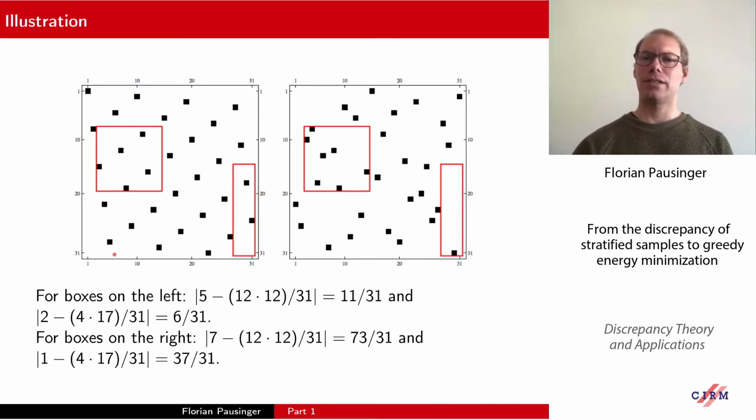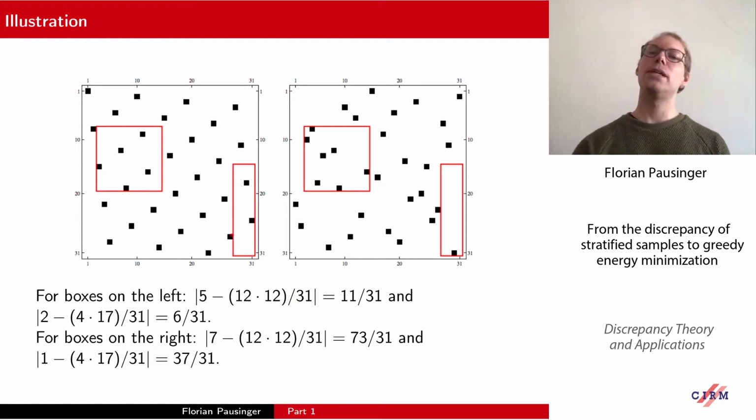And here, for example, we can look at the left box. This box has a certain volume. In our case, it's a 12 times 12 box, and then you can count the number of points. So this box contains 5 points. In total, we have 31 points. So the number of points is 5. The size is 12 times 12. So we normalize by 31, and we get the discrepancy value of 11/31 for this box.